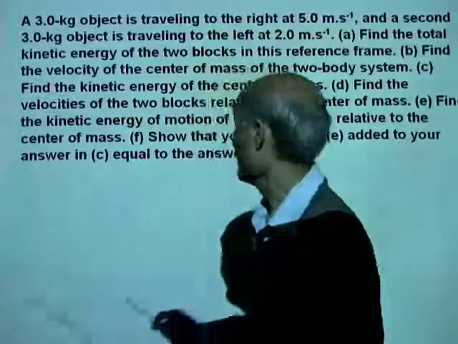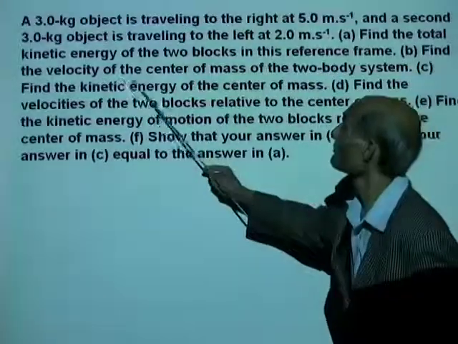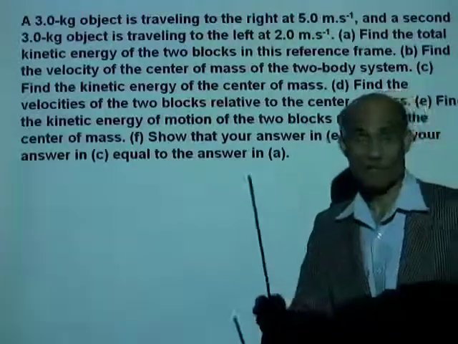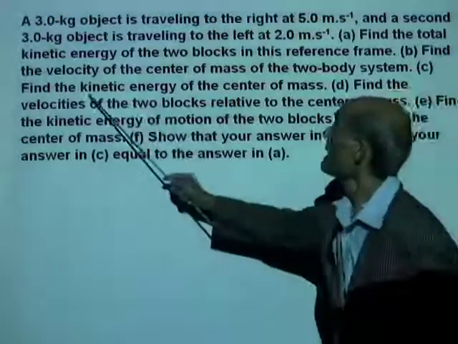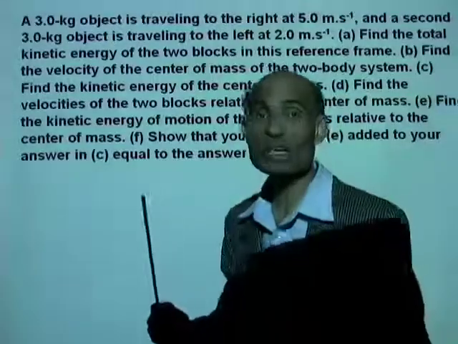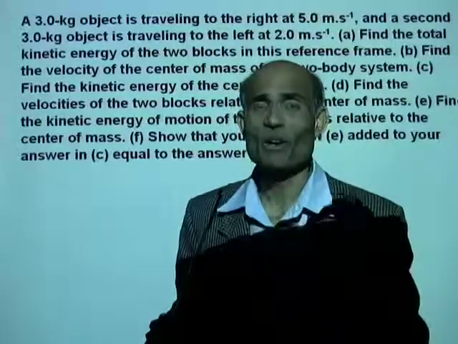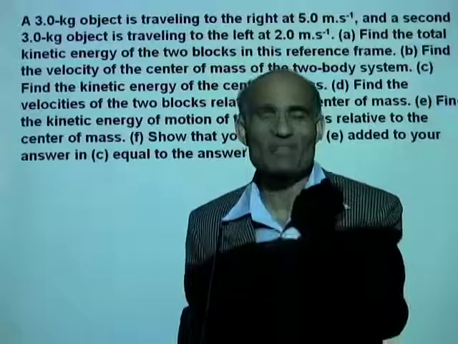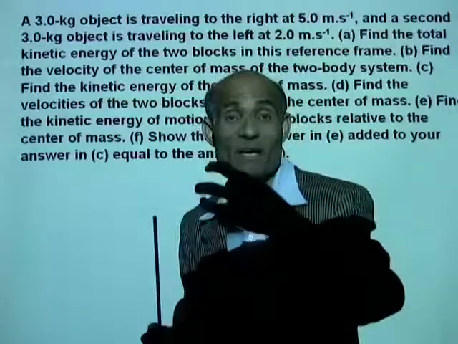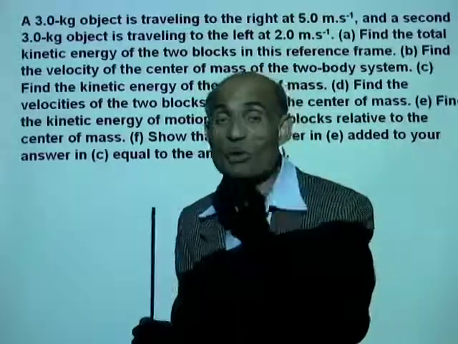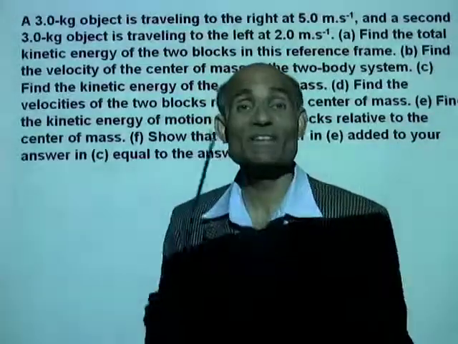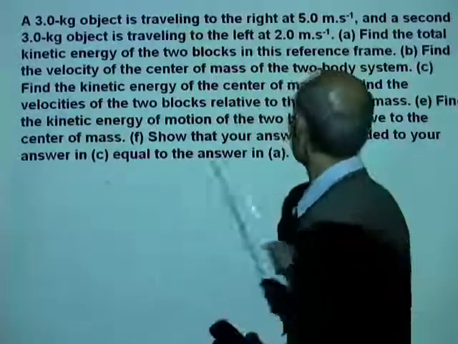Alright. B, find the velocity of the center of mass of the two-body system. You know how to do that. C, find the kinetic energy of the center of mass. What is the mass of the center of mass? The mass of the center of mass is m1 plus m2. And the center of mass is moving with a velocity v center of mass. So you can calculate the kinetic energy of the center of mass.